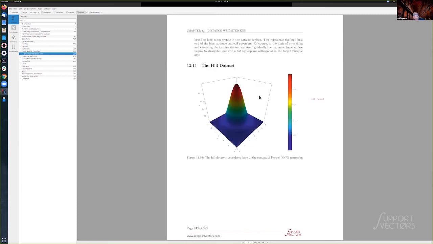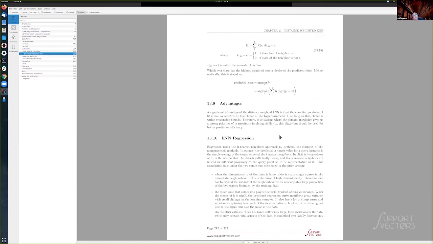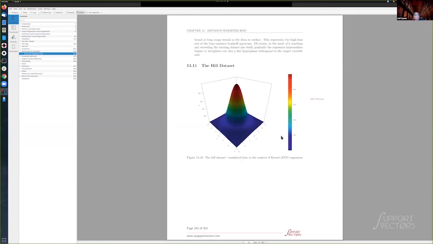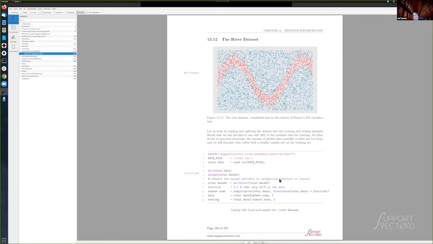So how do you do regression with it? Very simple. You just take the nearest neighbors and take the average of the output, the average of the predictions. So you can do that. If you apply it to the Hill dataset, you'll realize it makes a pretty good prediction. This is a lab. It is done in R. So I'll hand out the solution in R.